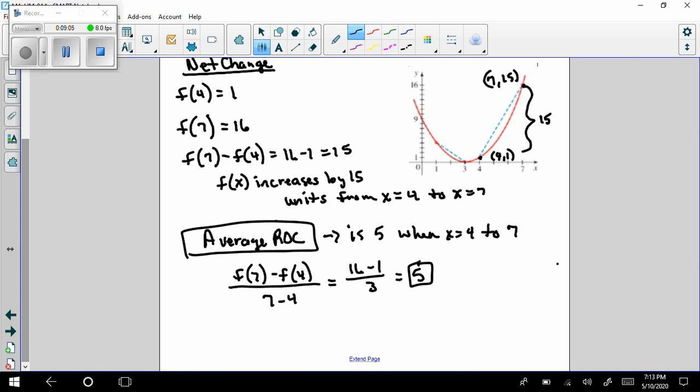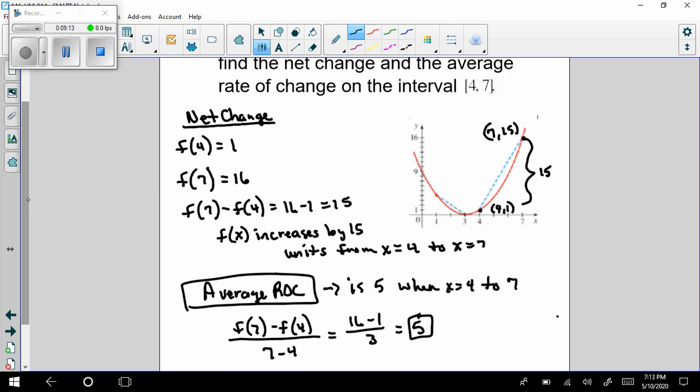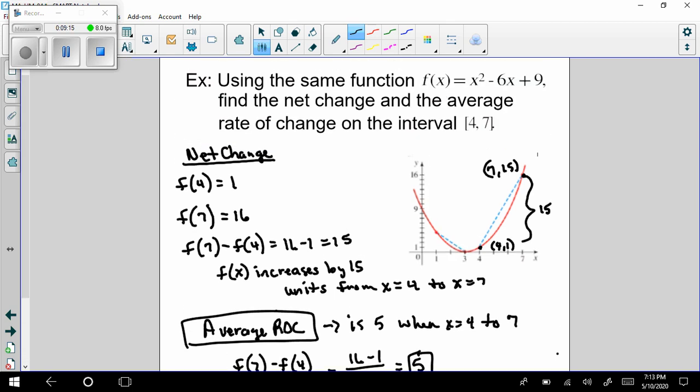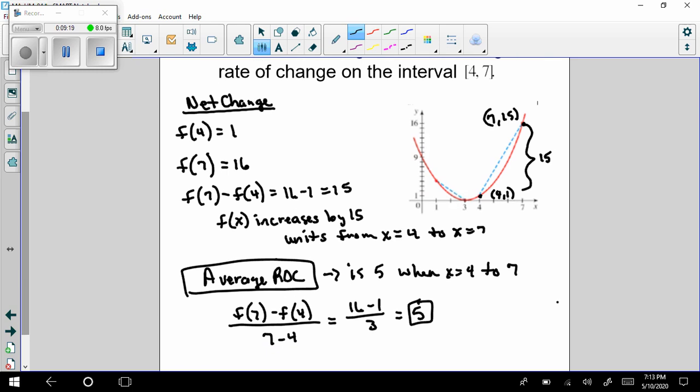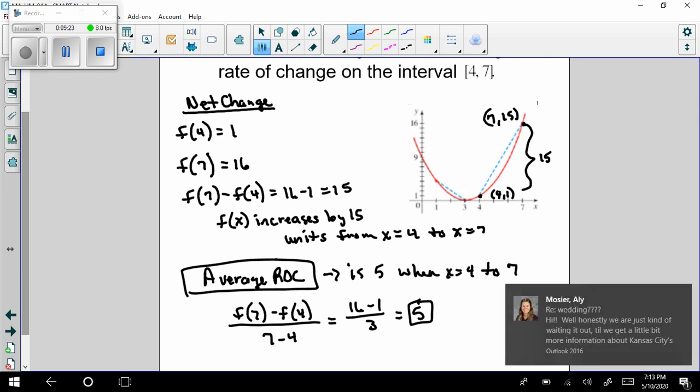So that math isn't too difficult. You should be able to do average rate of change and net change both given a function and just by looking at a graph if you know specific points. So there's a lot of things that apply to average rate of change.